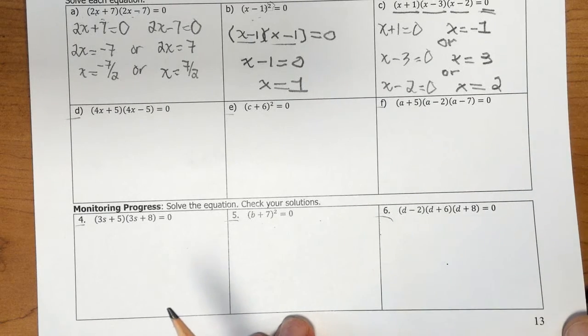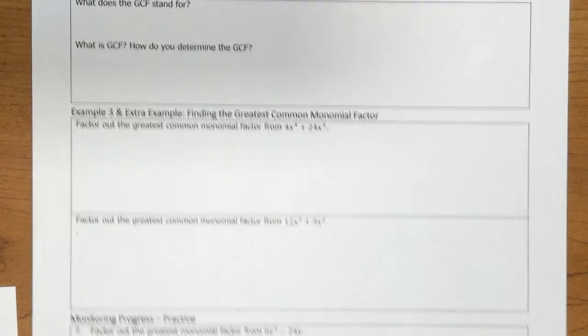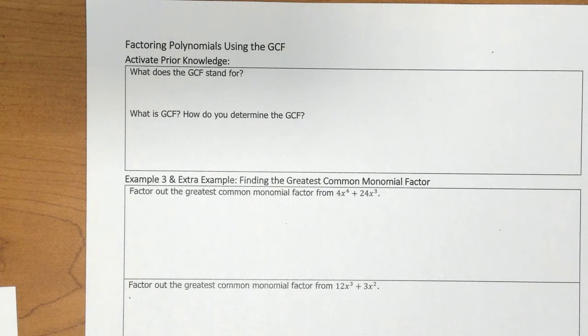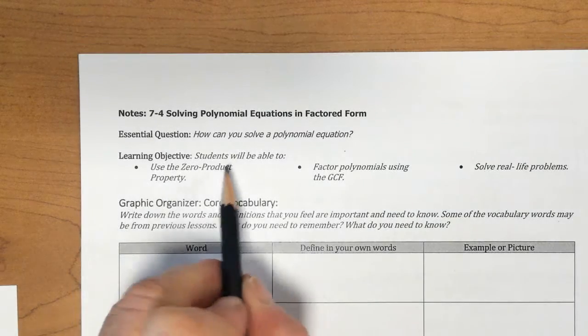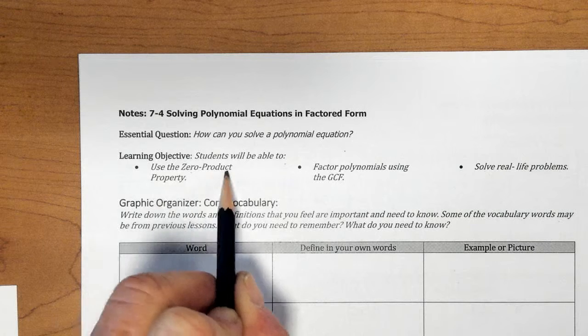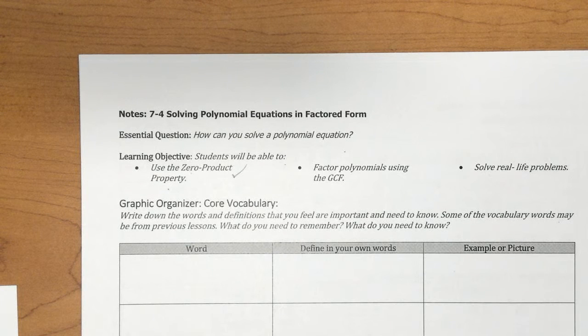Okay, moving on. Now, I'm turning the page to page number 14. And now we're going to move on to the second part. So let's go back and make sure, thinking about our learning objective. What was our learning objective? Students will be able to use the zero product property. I've just taken care of that. And we've worked through a couple of different examples, and you should go in and make sure you do all the monitoring practice as well as the additional examples to make sure that you understand how to do it.